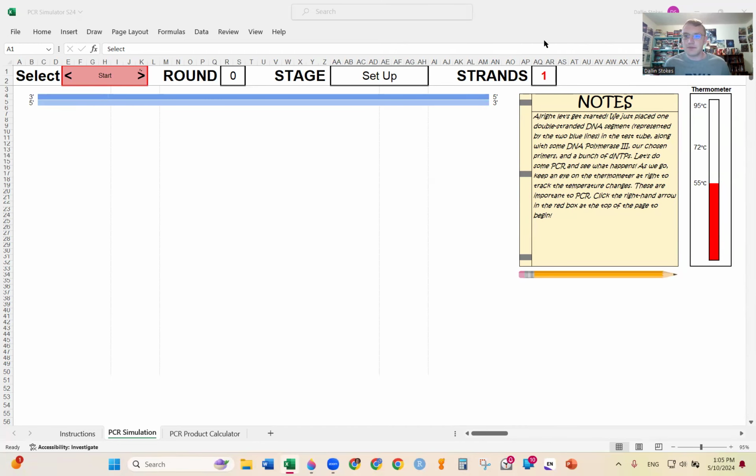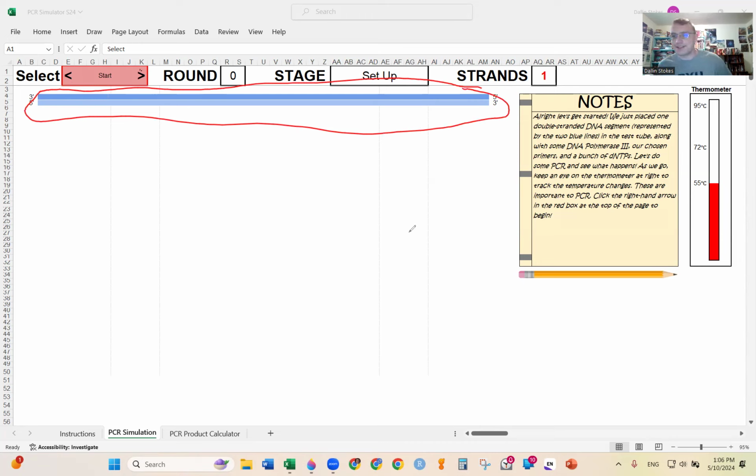Alrighty, so here's my simulator. Just to orient you to what we're looking at here, we've got a double-stranded piece of DNA. These two blue lines represent the two strands of a DNA helix. Just bear with me. I did this all in a spreadsheet because spreadsheets are basically all I know how to do. So bear with me here.